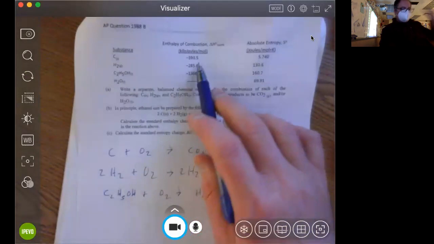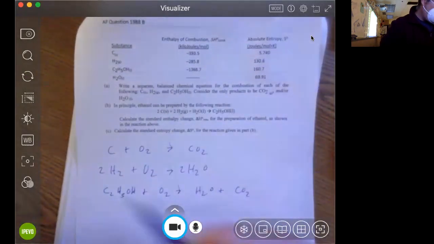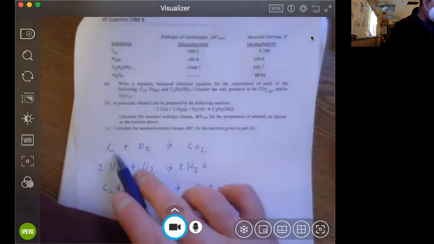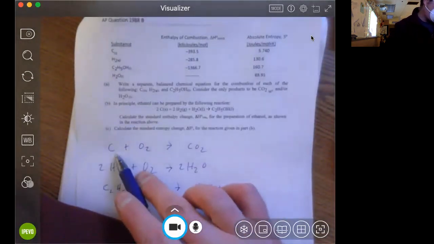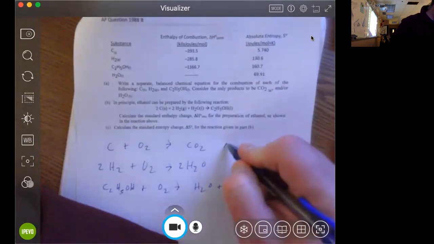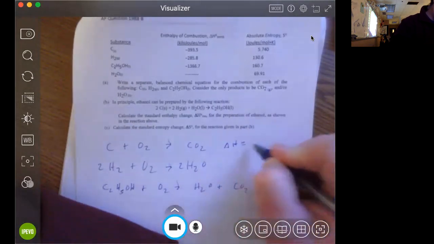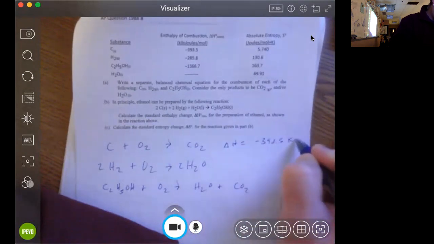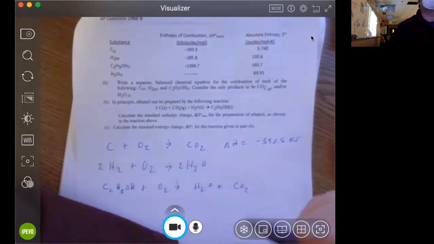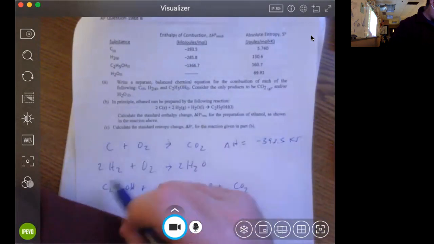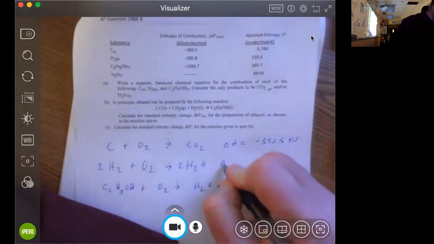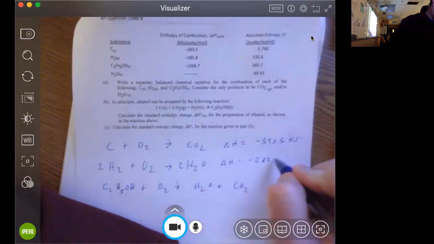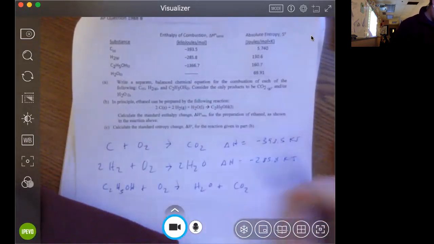Oh, these are the enthalpy of combustions. Okay, cool. So that is the enthalpy of combustion, which means when 1 mole of carbon reacts with oxygen, that gives us delta H equaling negative 393.5 kilojoules for every 1 mole of that carbon. For H2, delta H of combustion is negative 285.8 kilojoules per mole.